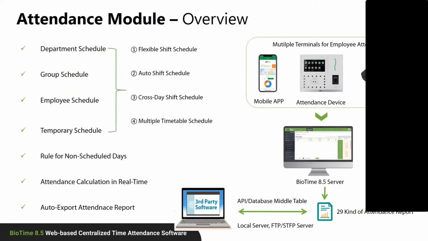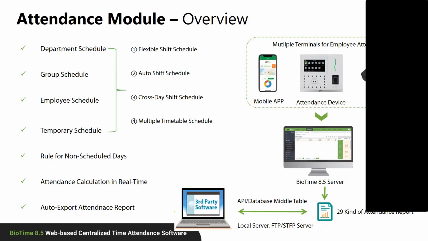Okay, so in the attendance module we have different options. First is setting based on department, group, and employee, like a schedule. First we add the timetable shift and then we set up the schedule. In the schedules, you can set flexible auto shift, cross day, and multiple timetables. Multiple employees can be set at once, whether by department, group, or individual employee. It is an easy job: you directly choose the details, select, and add.